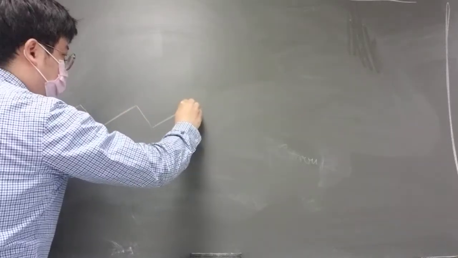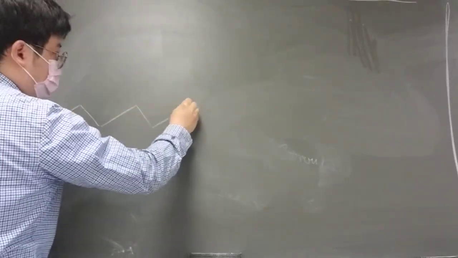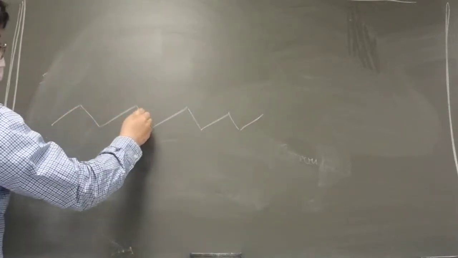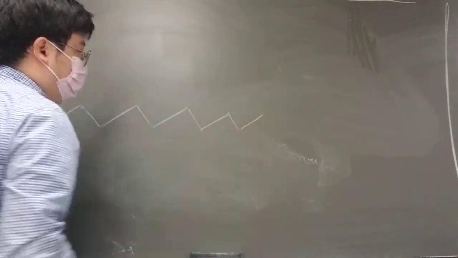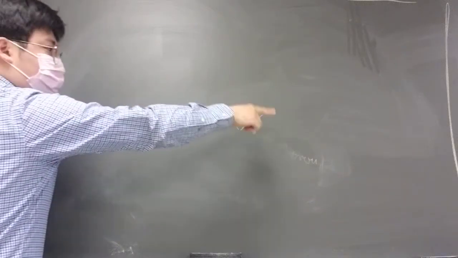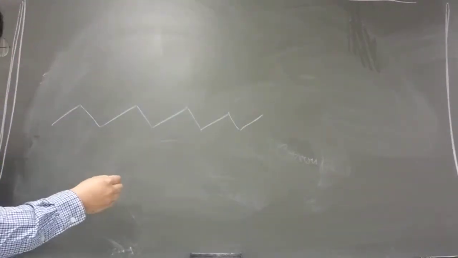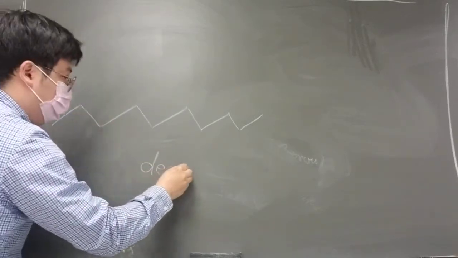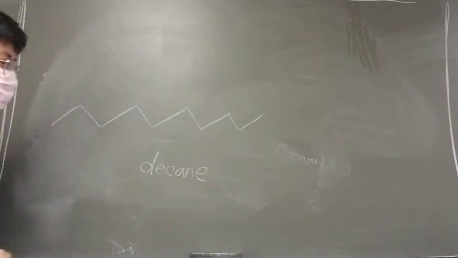If you can just count, 1, 2, 3, 4, 5, 6, 7. Okay, so I just counted them. There are 10 carbons in this structure here. So that will be dec, right? And we're going to put A and E too. So it will be decane here.